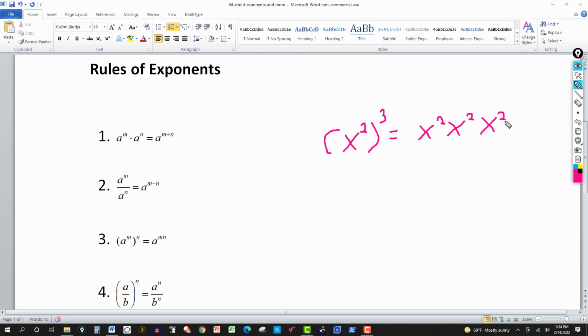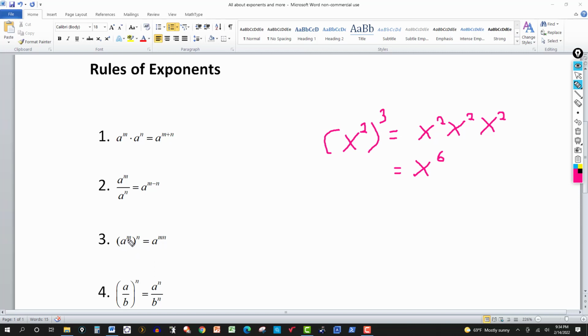And now we can use rule number 1. It doesn't matter if there are two factors that you're multiplying or 3 or 10, the rule is the same. If you're multiplying powers of the same base, as long as the base is the same, it's x, x, x, we bring down the base, add the exponents. So that's 2 plus 2 plus 2, that's 6. Notice a shortcut to do this is anytime you have a power to a power, you multiply the exponents. That'd be 3 times 2 is 6.